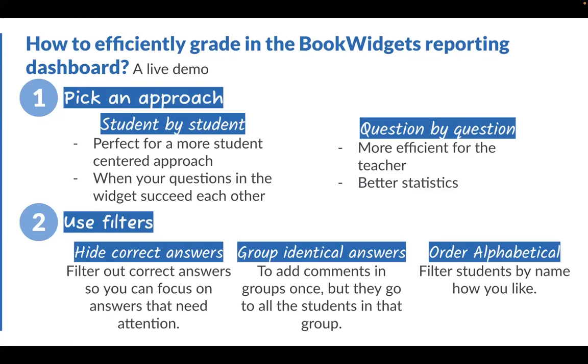You can also use filters to save yourself time, to hide correct answers. You don't need to look at what students got right. You can just focus your attention on the material that they got incorrect when you're reviewing these things. You can also group identical answers. So if you want to add comments to the whole group at once, this will save you time. And then even order alphabetically. You can filter students by name, how you like, so that as you are reviewing them and even maybe cross-referencing to a learning management system, you're able to see all that.